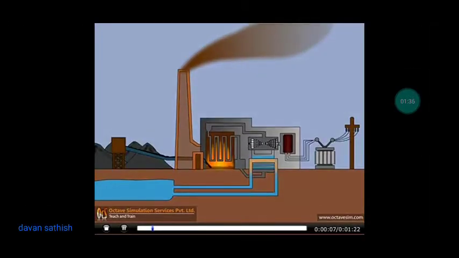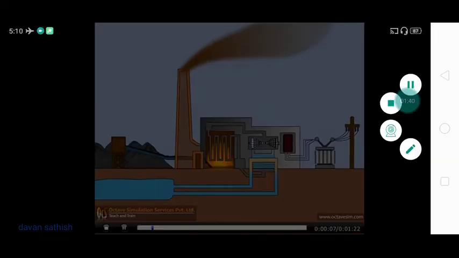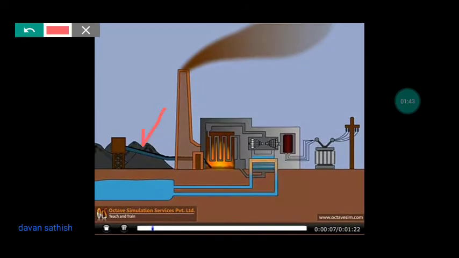Just a recap of the thermal power plant. See, this is the fuel source. Coal is sent through this line. The coal is pulverized. Pulverized means the coal is powdered into fine pieces. Those pieces are sent into the boiler.